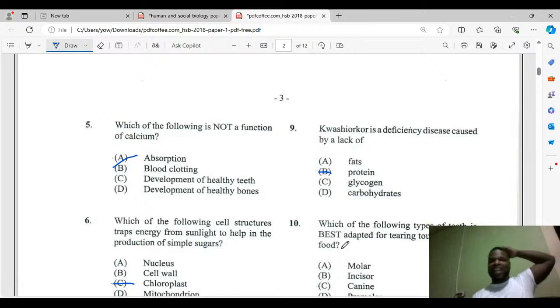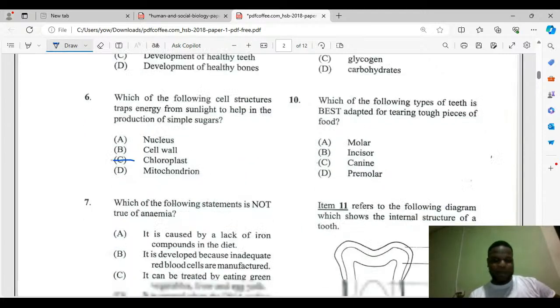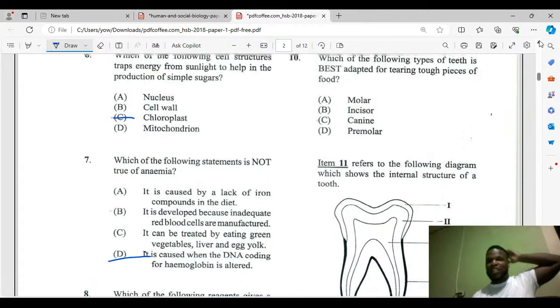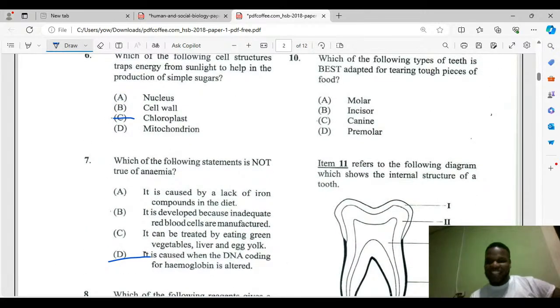Which of the following types of teeth is best adapted for tearing a rough piece of food? Which type of teeth is responsible for tearing a rough piece of food? Is it molar, incisor, canine, premolar? So you're saying canine. We're saying C for canine.